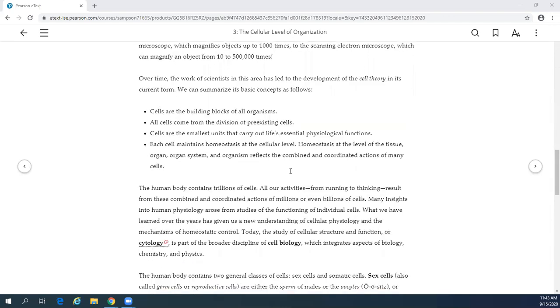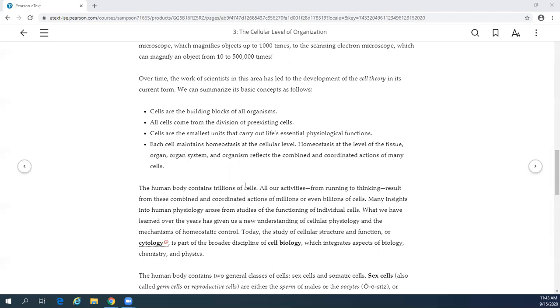Okay, so what are cells? Cell theory in its current form, we can summarize the basic concepts: cells are the building blocks of all organisms. All cells come from the division of pre-existing cells, so they replicate or reproduce. Cells are the smallest unit that carry out life, so all of our trillions of cells that we have in our body are actually alive. And each cell maintains homeostasis, which is defined as dynamic equilibrium. All cells must go through this homeostasis, where the cell maintains its internal environment.